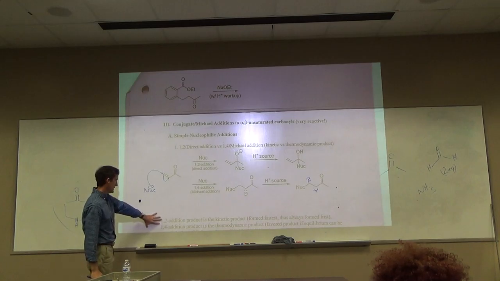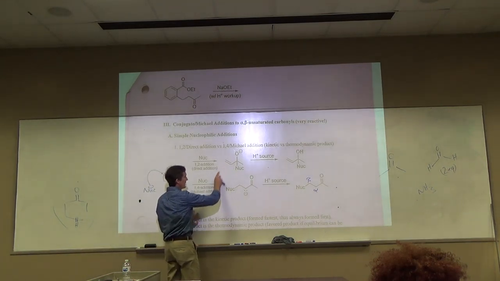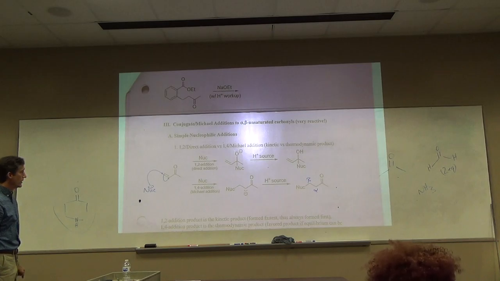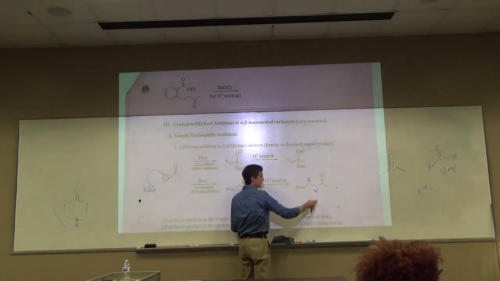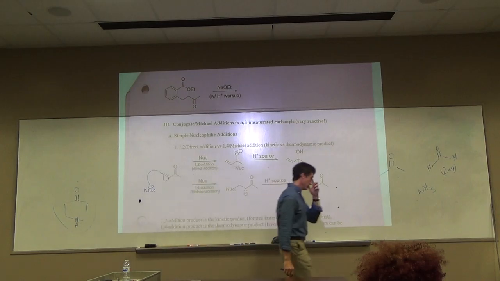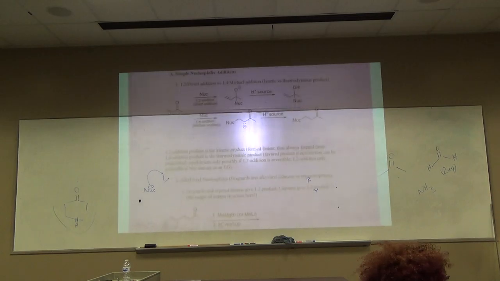Now, just to point out, commonly discussed, the 1,2 addition product is your kinetic product, and thus it's formed fastest and thus always first. Where the 1,4 product is typically your thermodynamic product. If an equilibrium between the two routes can be established, then this typically is your favored product. When we start doing reactions, we'll discuss that information there.